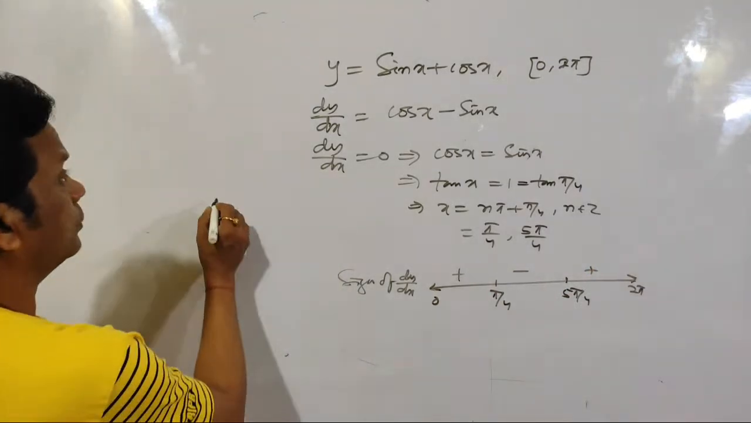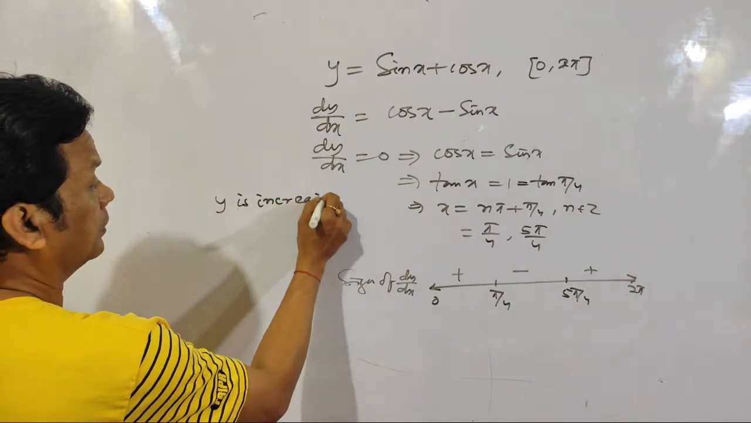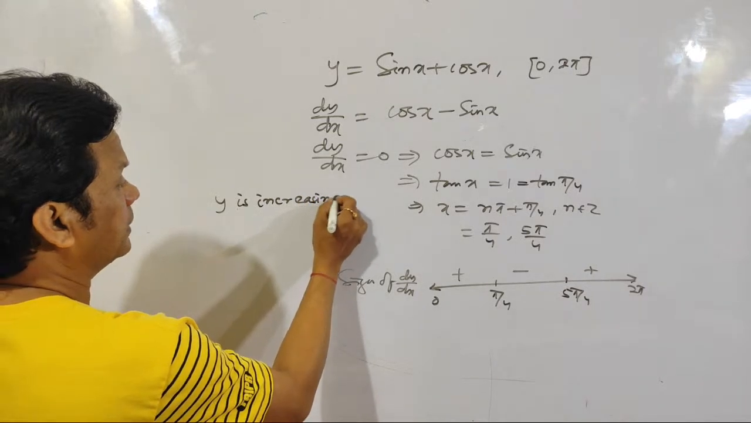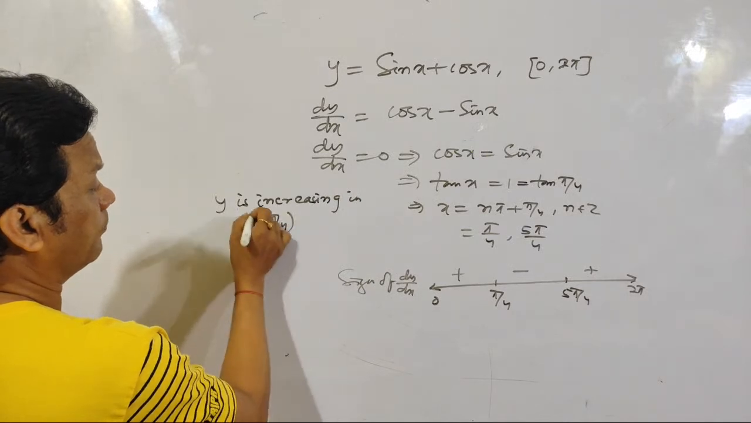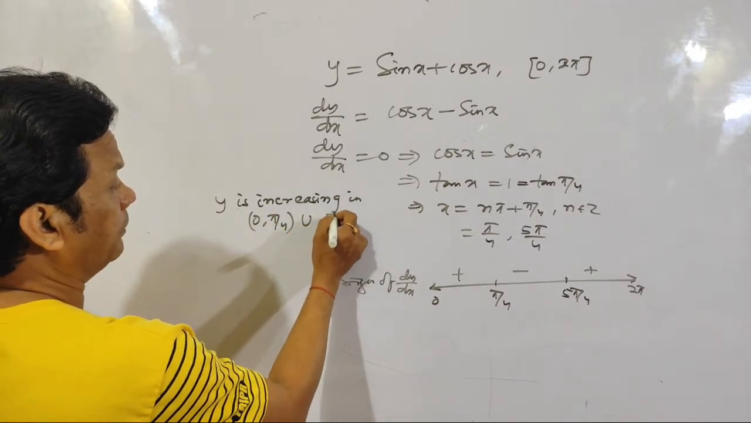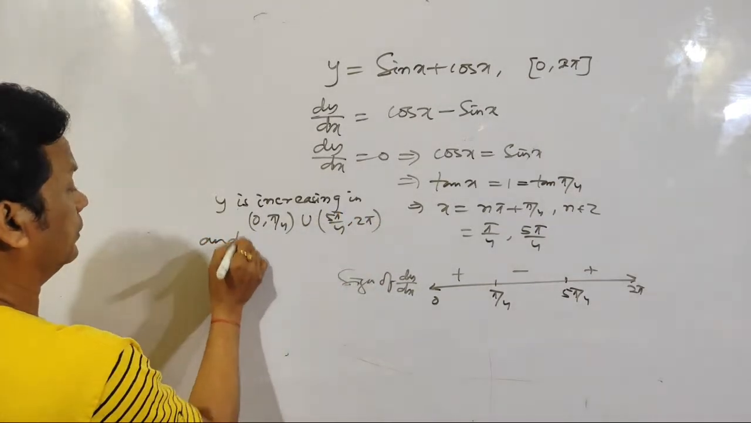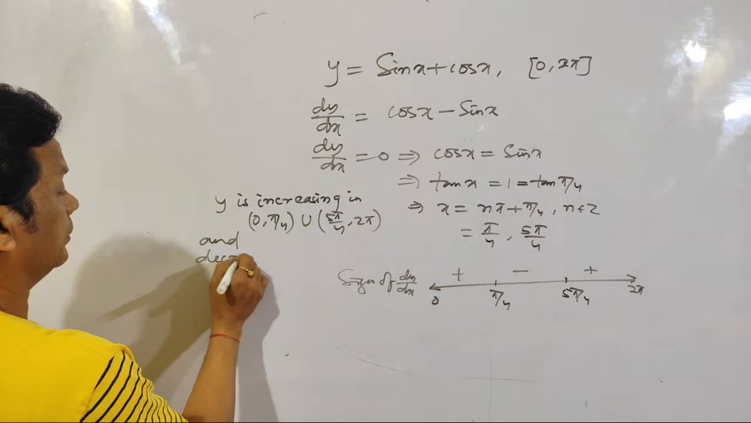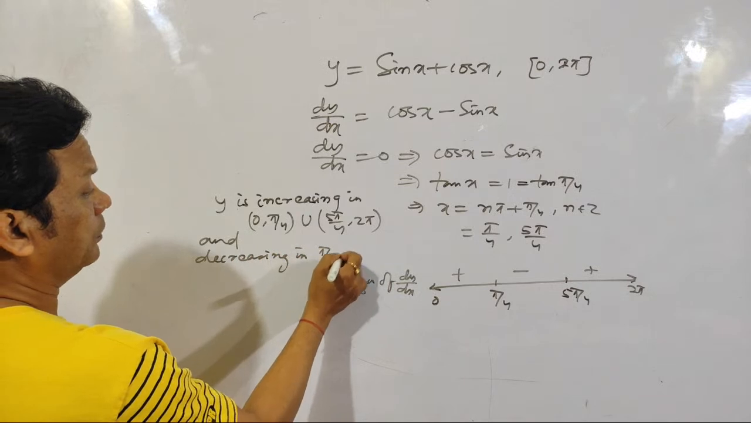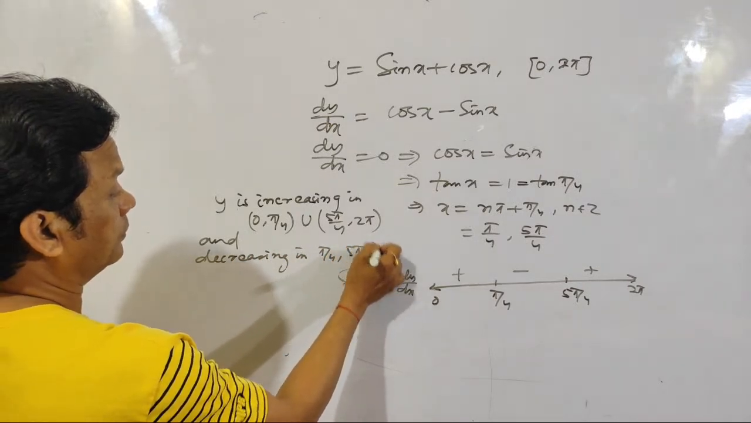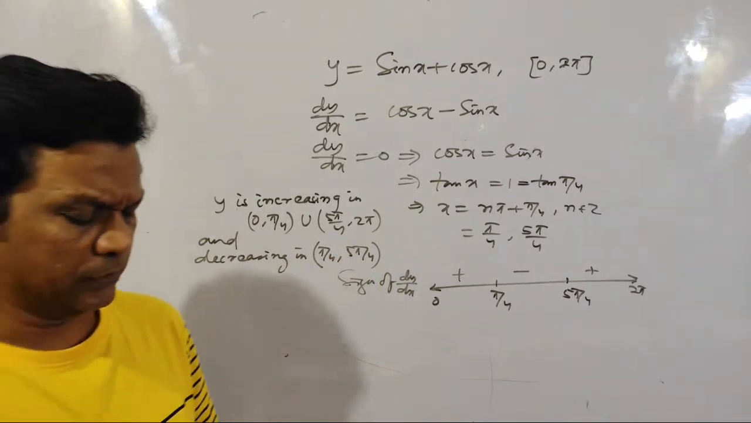That means y is increasing in (0, pi by 4) union (5 pi by 4, 2 pi) and decreasing in (pi by 4, 5 pi by 4). Okay, is that clear to you or not?